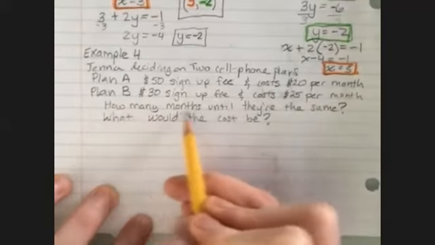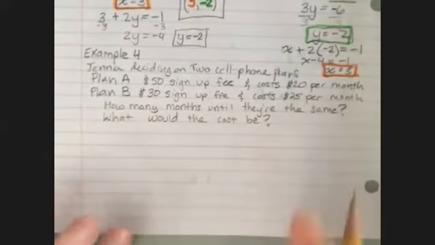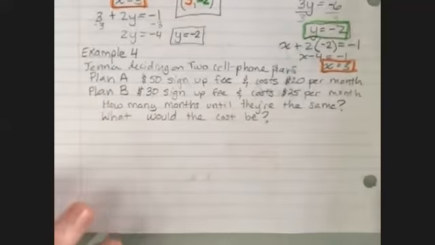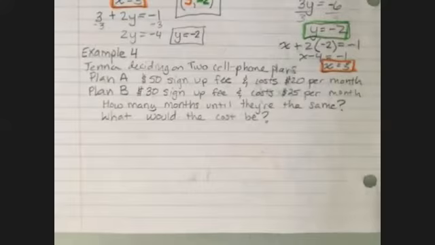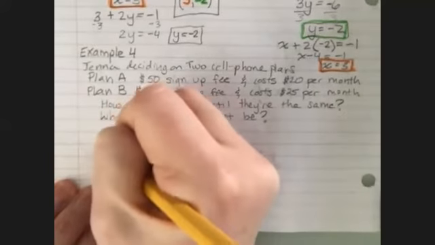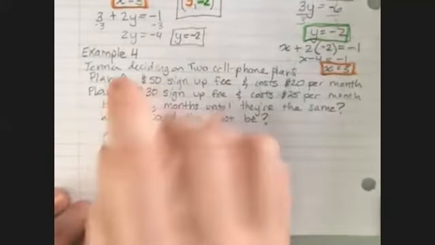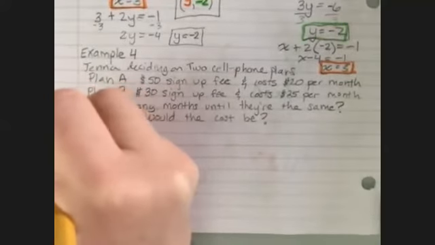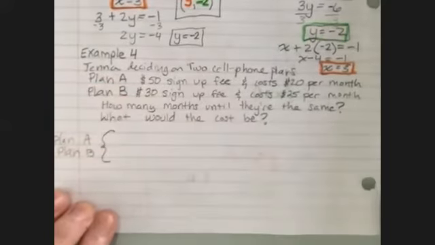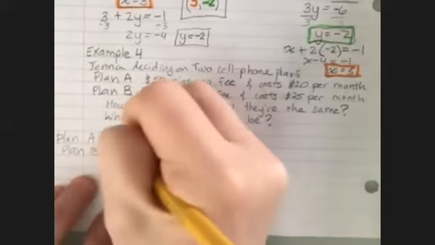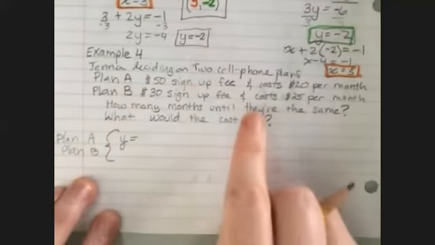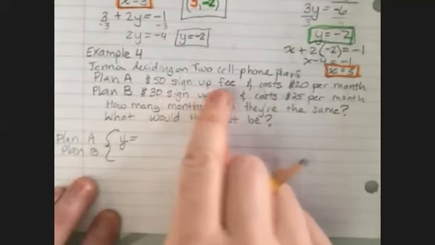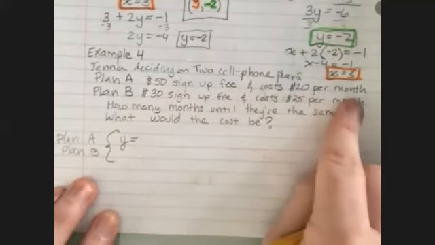And at how many months would these end up being the same? And then what would that actual cost be when they would be the same? So what you have to do is first pick out what the equation is here. And to do that, you have to look at the words in the math. So for plan A, we're going to put plan A up at the top, and we're going to put plan B as my second equation. For plan A, it says y equals 50 sign up fee and 20 per month.